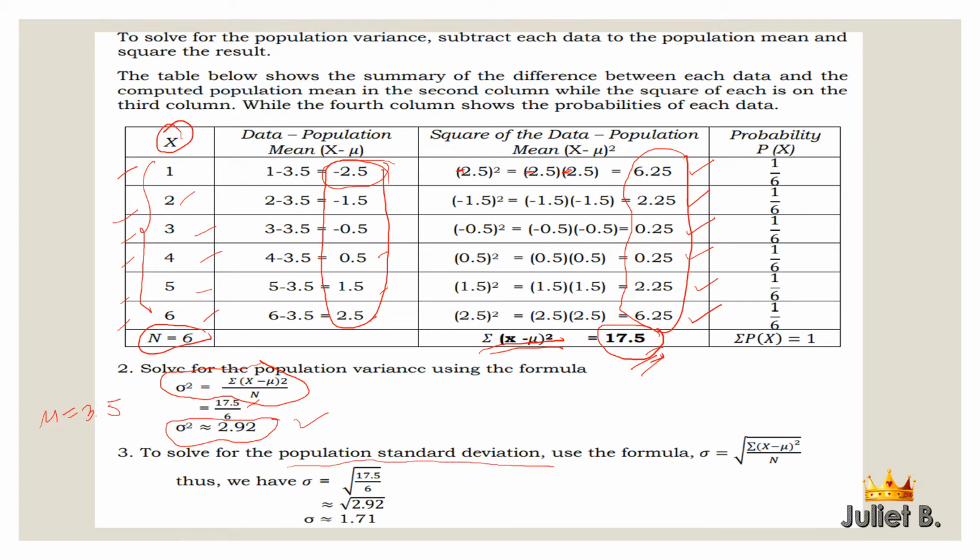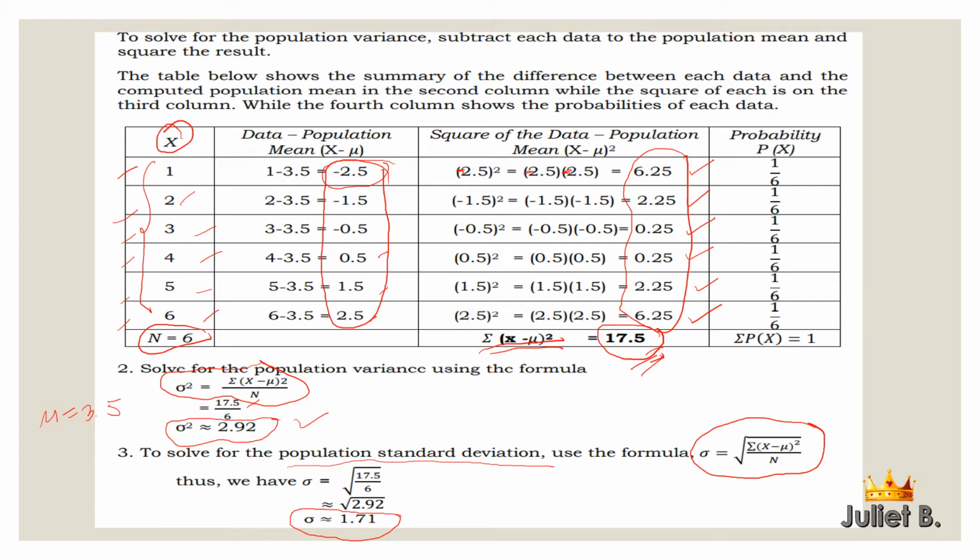The formula for that, as I always say, is that the standard deviation is always the square root of the variance. So whatever we got from the variance, we just have to get its square root, and we will now have the value of the population standard deviation.